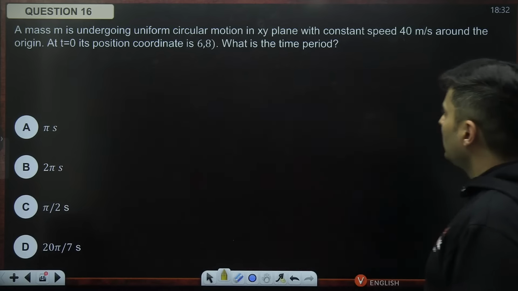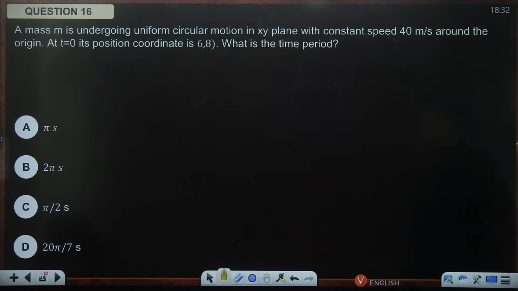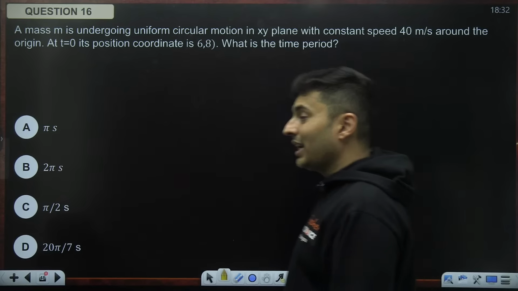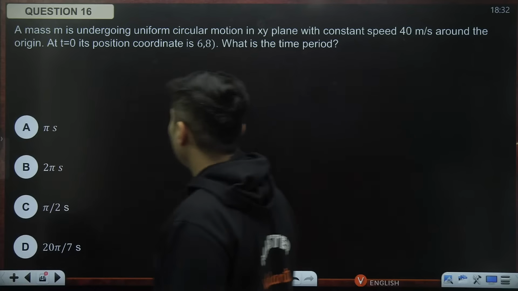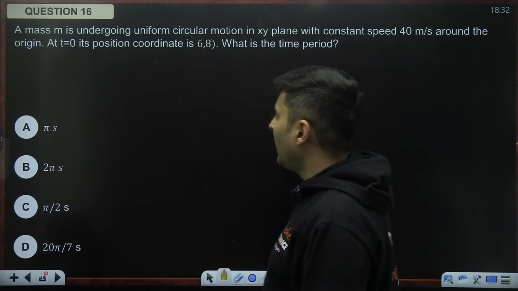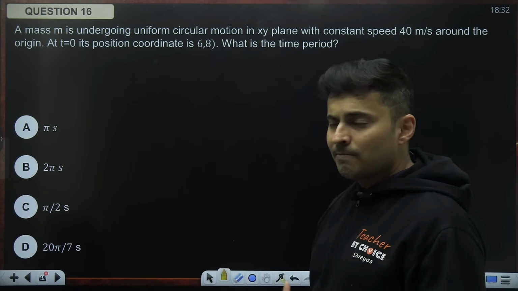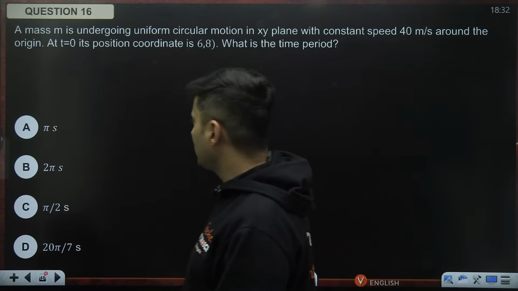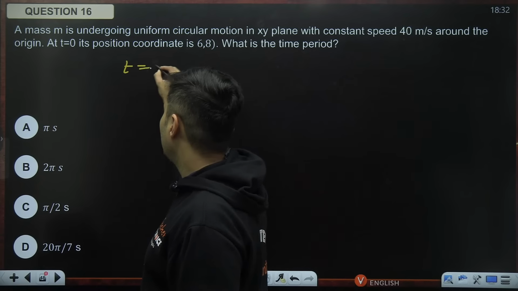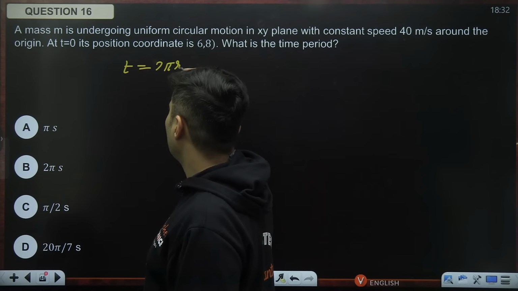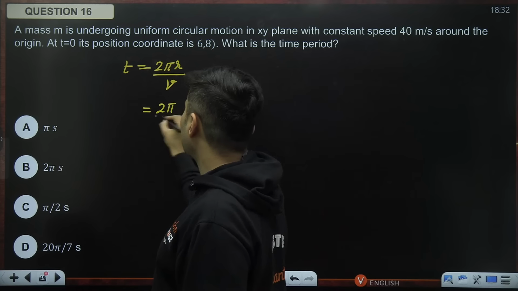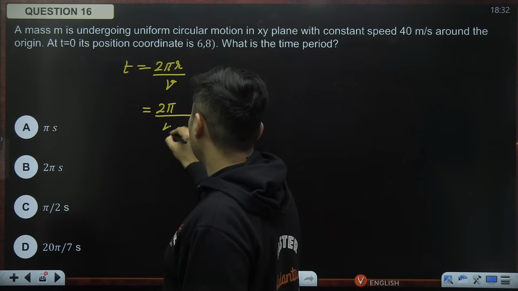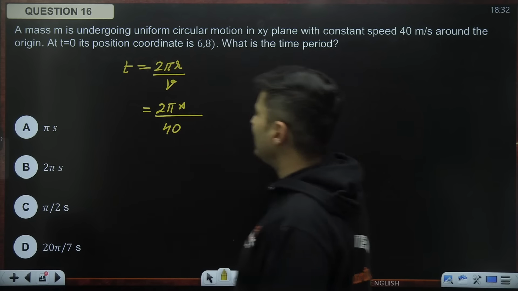There is a mass in the xy plane, moving at constant speed, with position given. What is the time period, guys? All right, so let's have a look. First of all, if I want to find the time period and speed is given, I think I need to know the circumference. So from that I can get it. Time period is circumference 2 pi r divided by speed. So 2 pi is 2 pi, speed is how much? 40. So the only thing which I do not know is the radius.